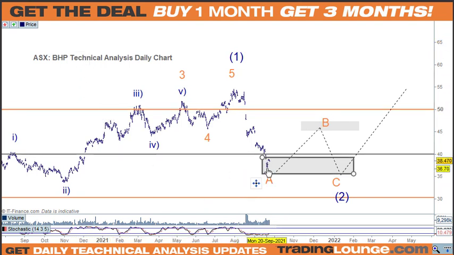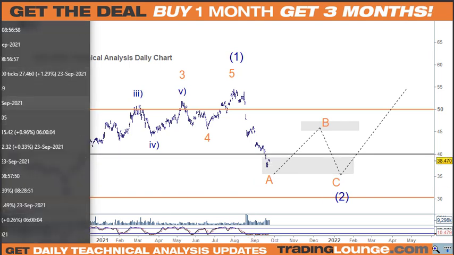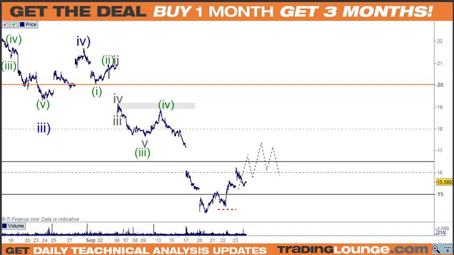I don't have enough to see an impulse wave to the upside. If I look at FMG though, we started talking about that yesterday. If you wanted to go long, it's the same sort of pattern as ANZ here, but still not enough to tell me that it's bullish.